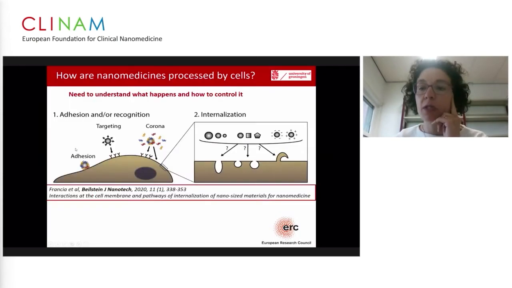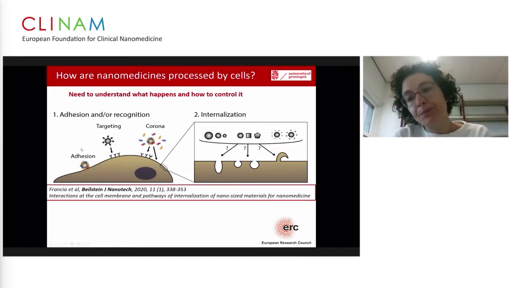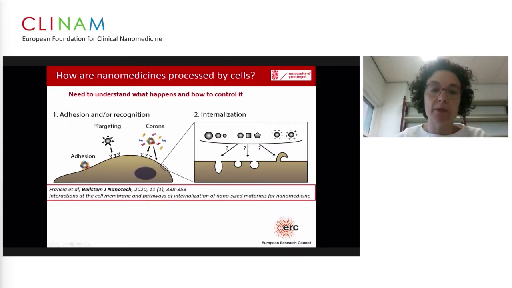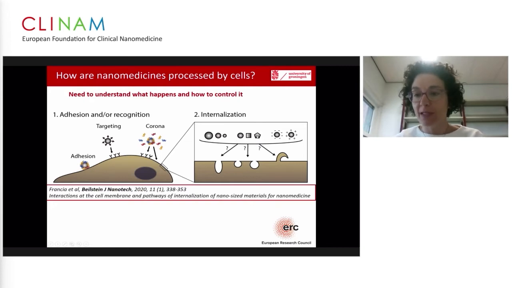So our group is interested in understanding how nanoparticles, nanomaterials are processed by cells, with the idea that with a better control of that, with a better understanding of this mechanism, we can design nanomedicines with targeted behavior. And in particular, we're interested in the early interactions at the cell membrane and the subsequent mechanism of internalization, with the idea really that ideally we would like to be able to change material properties to control the outcomes at the cell level. So what have we learned so far about the initial interactions at the cell membrane?